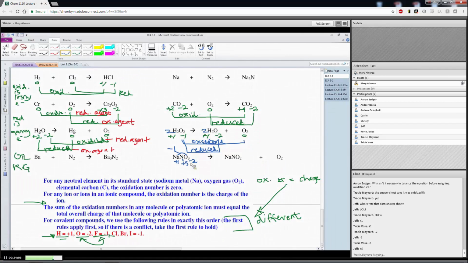Or another thing to do would be to look at this whole sodium nitrate as one whole compound, and it's neutral. Since sodium is +1 and oxygen is -2, and there are 6 of them, we're going to say -6 plus 1 plus what is 0 to make it neutral. Just another way.